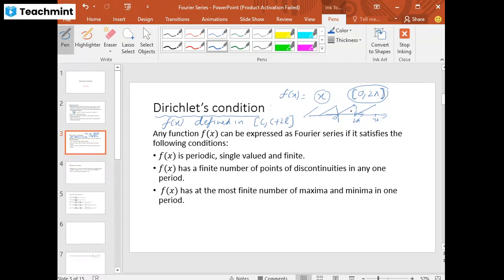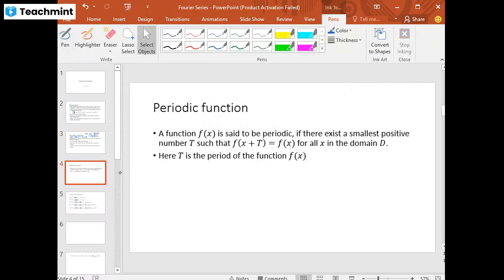Before we proceed with that, firstly we will discuss some of the important properties which we need to know. The first one is, what is a periodic function? Like I discussed, a periodic function means a function which repeats itself, right? We can define it this way: a function is periodic if there exists a smallest positive number t such that f of x plus t is equal to f of x. Here t is called the period of the function f of x. For example, I can consider sine x. We know that sine is a periodic function with period 2 pi, like sine of x plus 2 pi is equal to sine x.